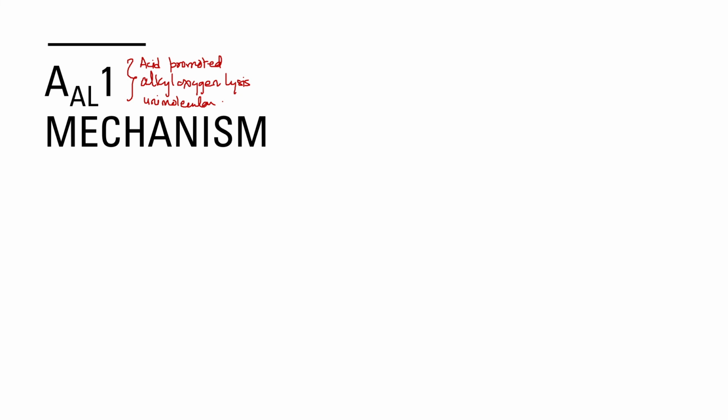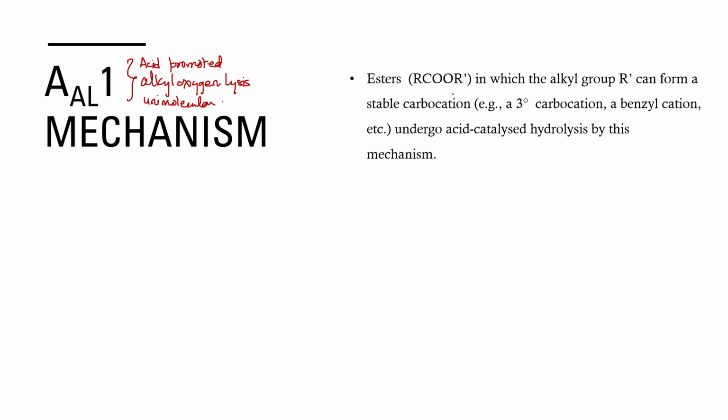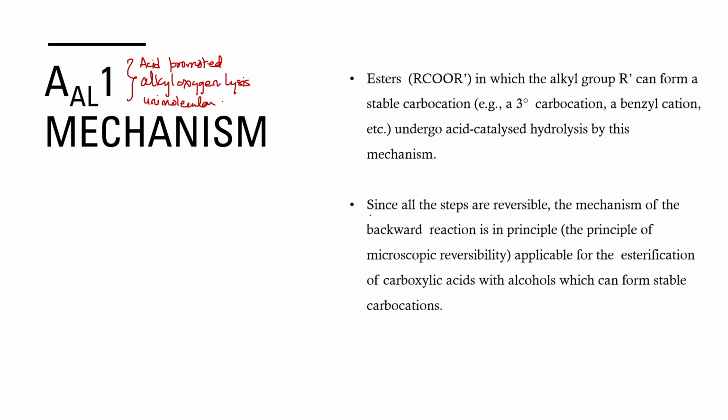Similar, just the difference is that we have an acid catalyzed condition. Previously we had a base catalyzed condition. So in this mechanism, esters in which the alkyl group R dash can form a stable carbocation, benzyl, 3-degree, benzyl, can undergo acid catalyzed hydrolysis mechanism. Again, microscopic reversibility is observed. So the mechanism is like this: RC double bond O O C R1 R2 R3.